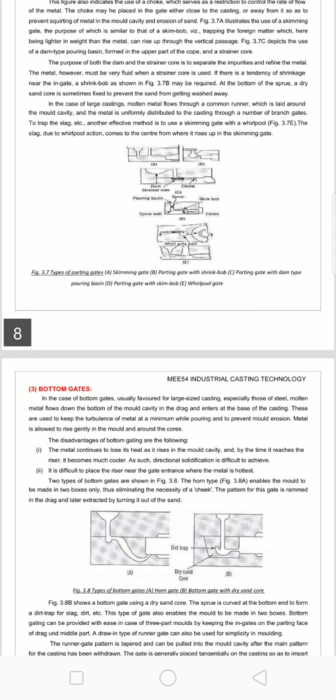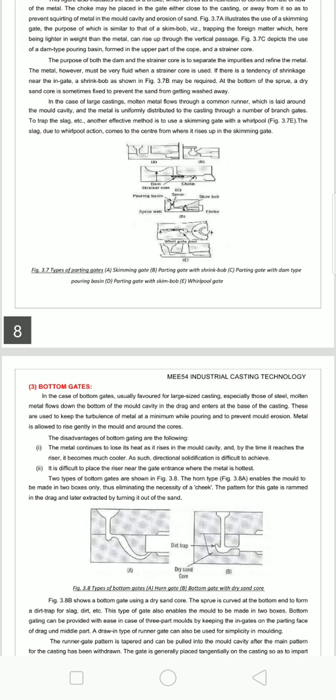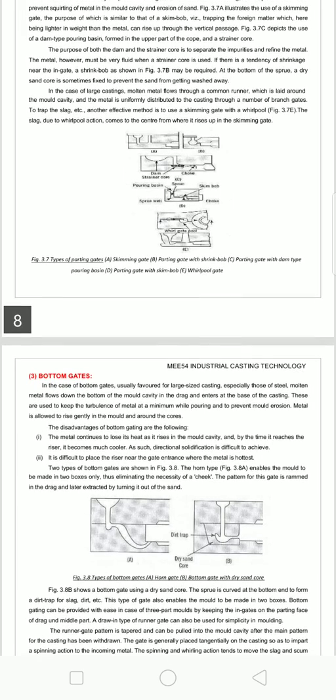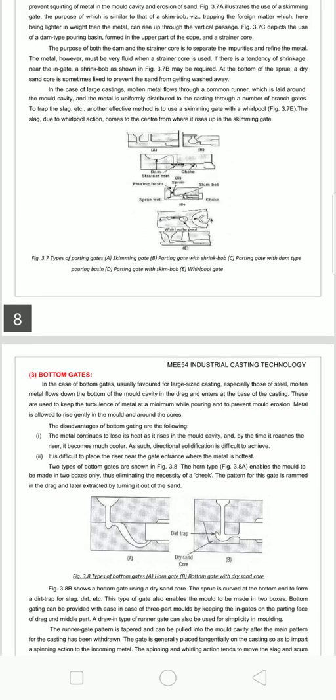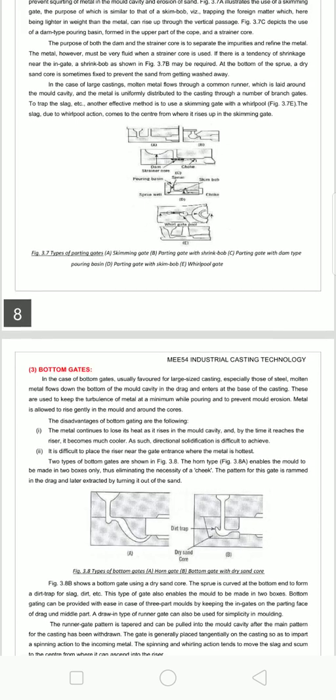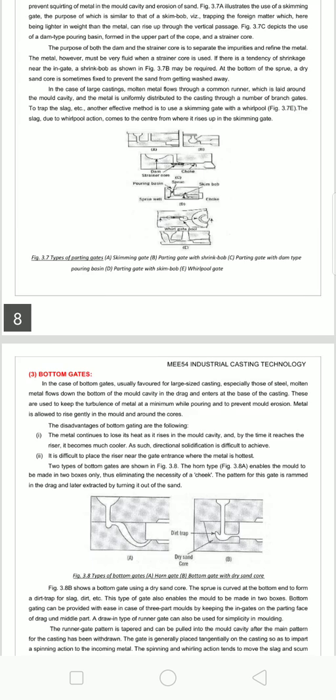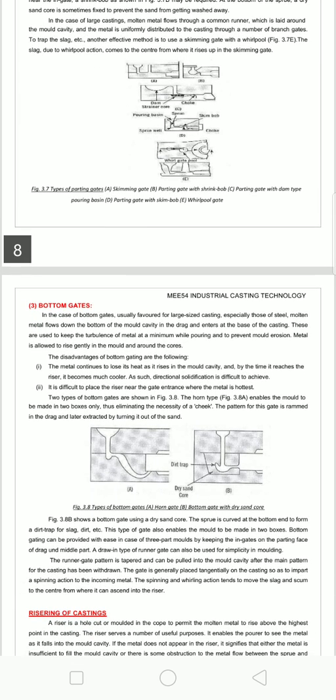Another effective method is to use a skimmer gate with a whirlpool. The slag, due to whirlpool action, comes to the center from where it rises up to the skimming gate. All these arrangements have been provided and designed in the parting gate system. Then coming to the third major gating system, that is the bottom gate.